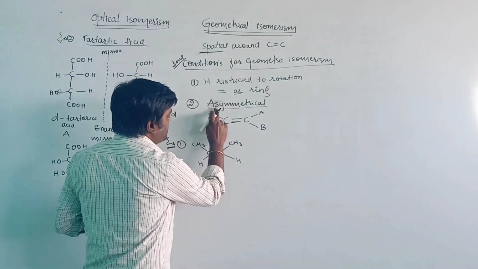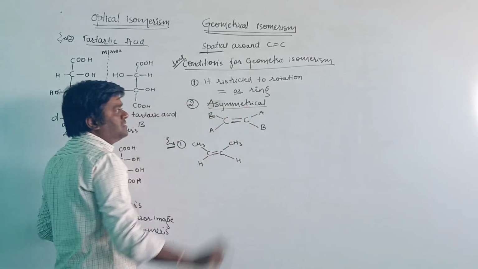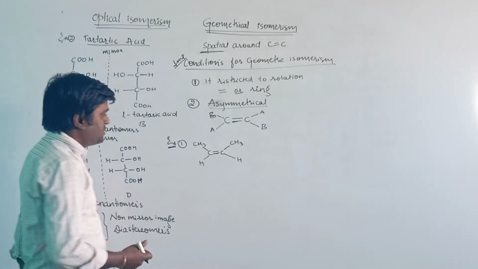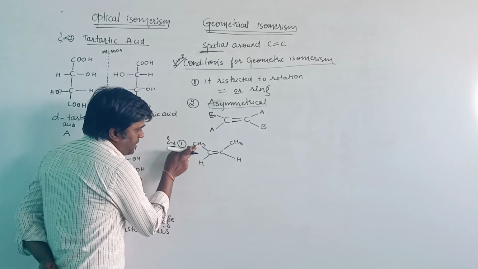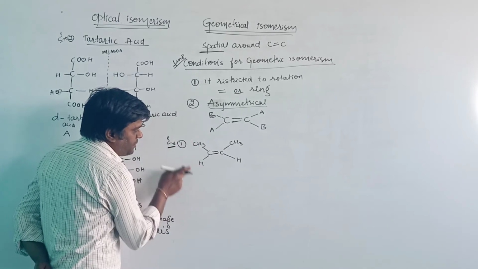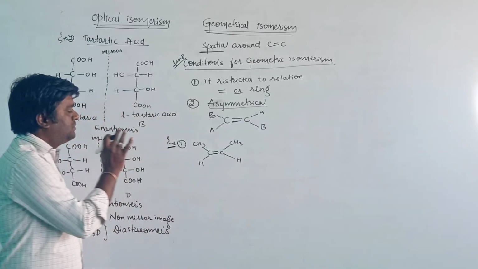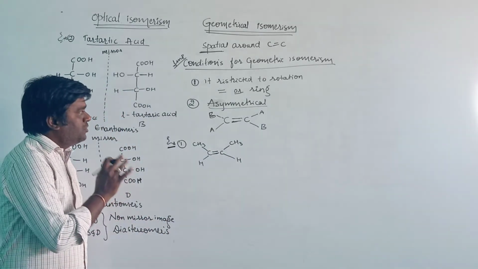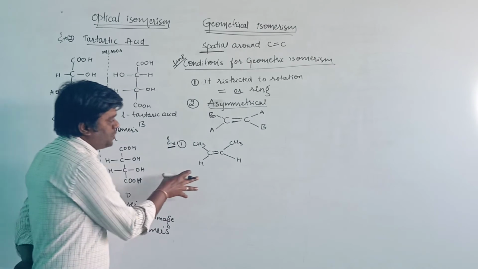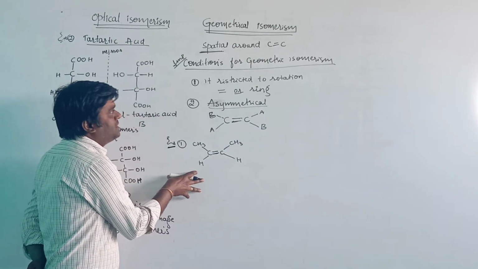The second condition is that the carbon must be asymmetric. Here, this carbon contains methyl and hydrogen. Therefore, different groups are attached to each carbon atom, and it satisfies both conditions here. Therefore, it will show geometrical isomers.